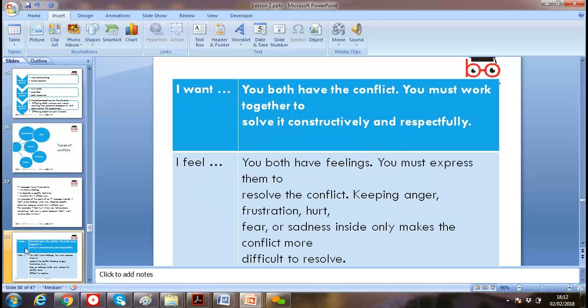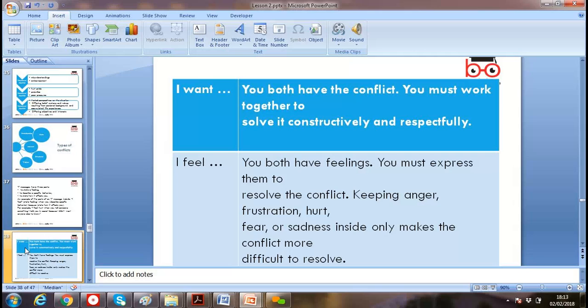If you both have a conflict, you must work together and solve it constructively and respectfully. We have a conflict, that's fine, no problem. You keep your conflict, I'll keep mine. We'll carry on working because we are at work. We don't need any sort of politics.